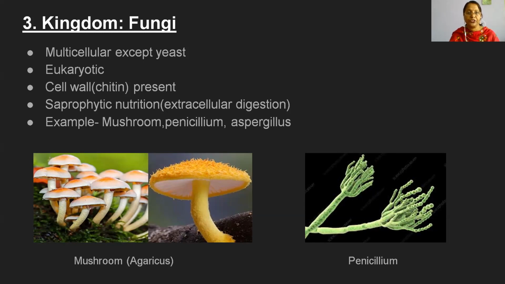And here the nutrition is saprophytic. That means they take food from dead and decaying organic matter. And here the digestion is extracellular. See some of the examples like mushrooms, penicillium, aspergillus, and so on.